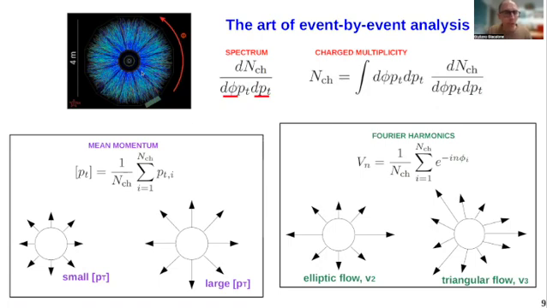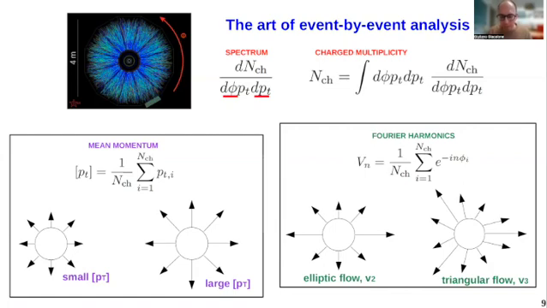So basically these are the most important things that we like to do. We check how explosive the expansion is with the mean momentum, and also how azimuthally asymmetric the distribution of particles is by means of these V2 and V3 coefficients. And this we can do in every single collision, event by event. This is how we call it.